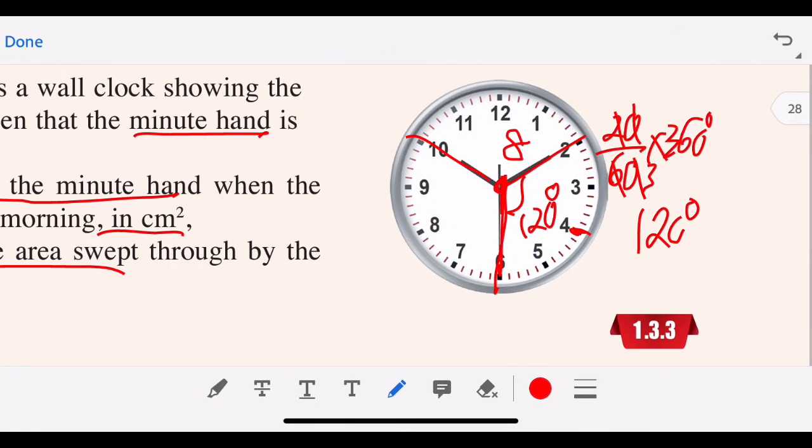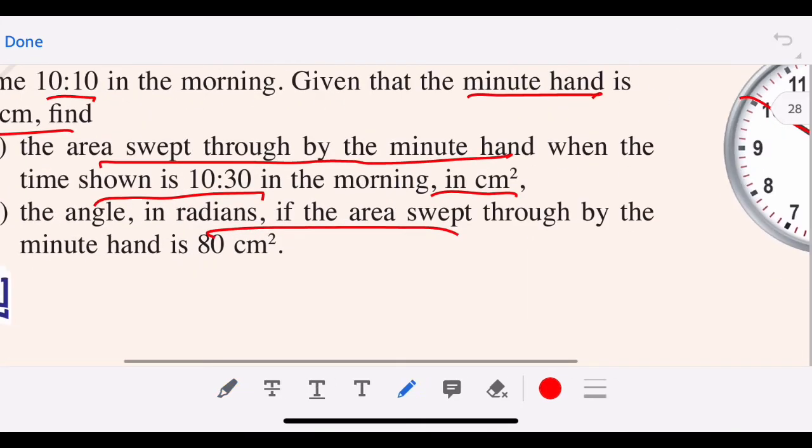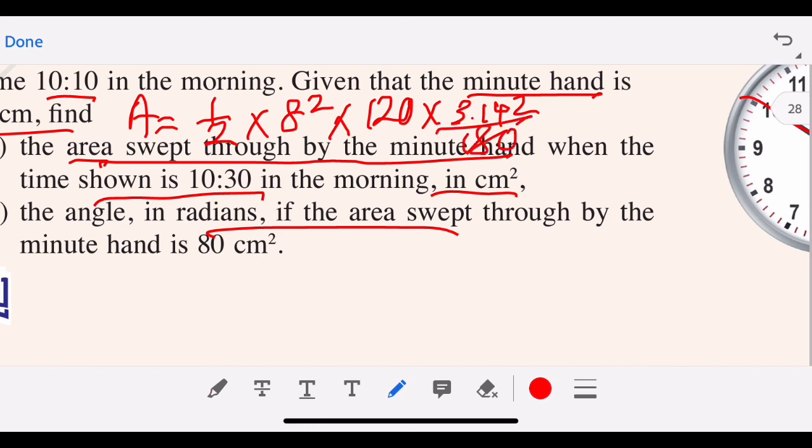So we are going to find the area. It's actually quite easy. Area of the sector is 1/2 times the radius 8 squared times 120. Don't forget you have to convert to radian, so over 180. So you press the calculator, the area of the sector is 67.04 centimeter squared. Okay, let's see B.